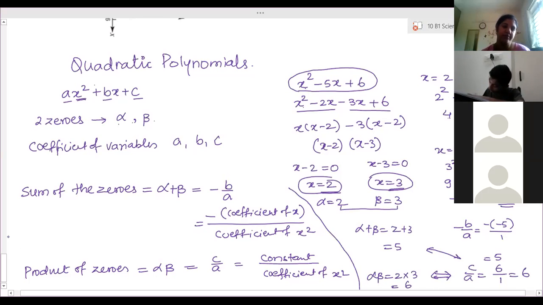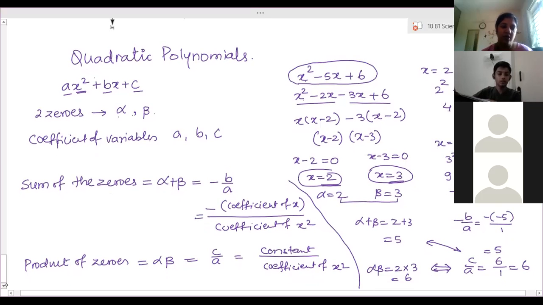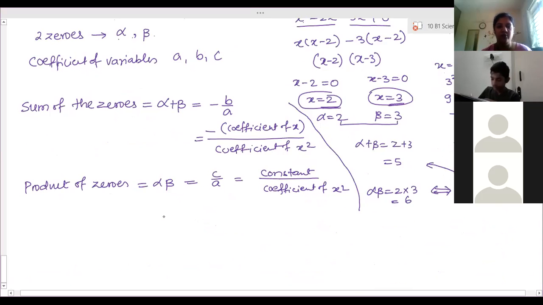Clear relation? Now do you want to know from where we got this relation? How we got the relation?